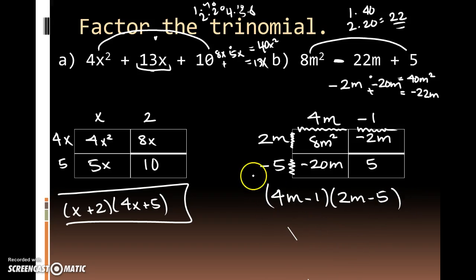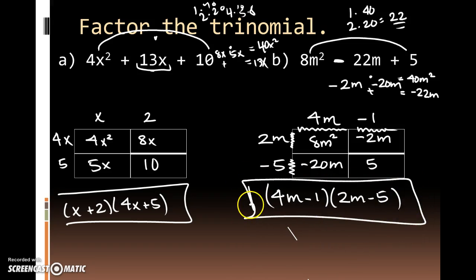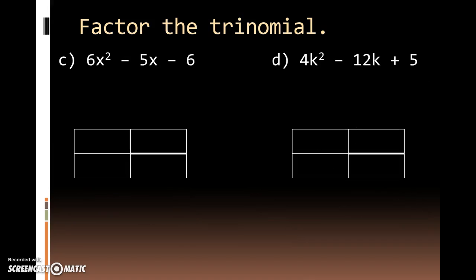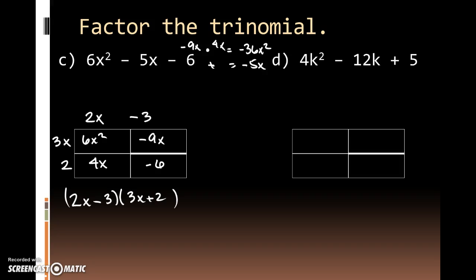And that's my final answer. Same process as before. So I'm going to have you try to do C and D on your own, and then you can press pause to check your work with my work. So just a quick check-in for letter C.